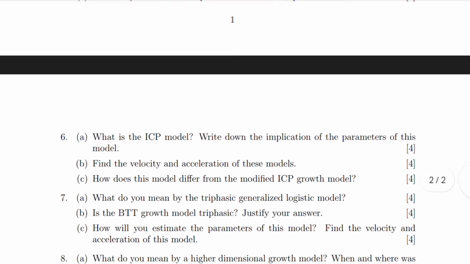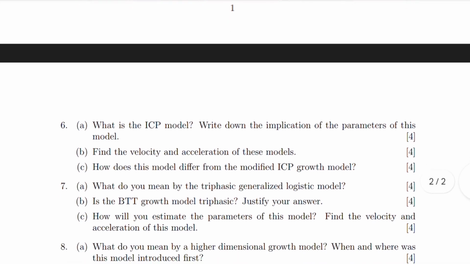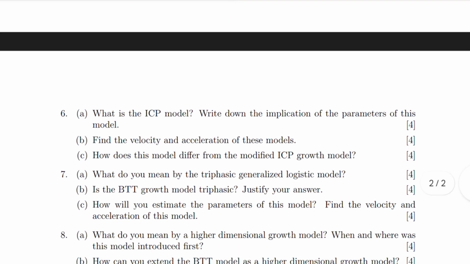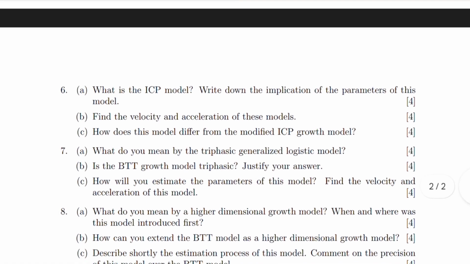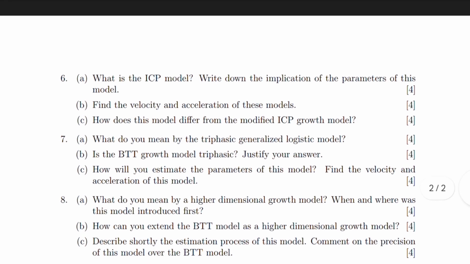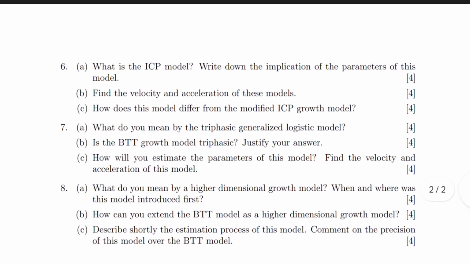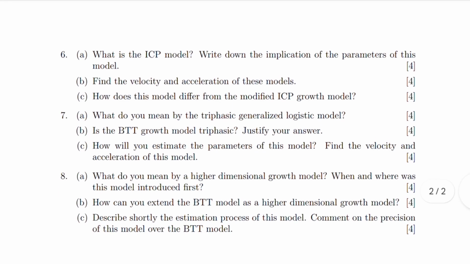6. A. What is the ICP model? Write down the implication of the parameters of this model. B. Find the velocity and acceleration of these models. C. How does this model differ from the modified ICP growth model?